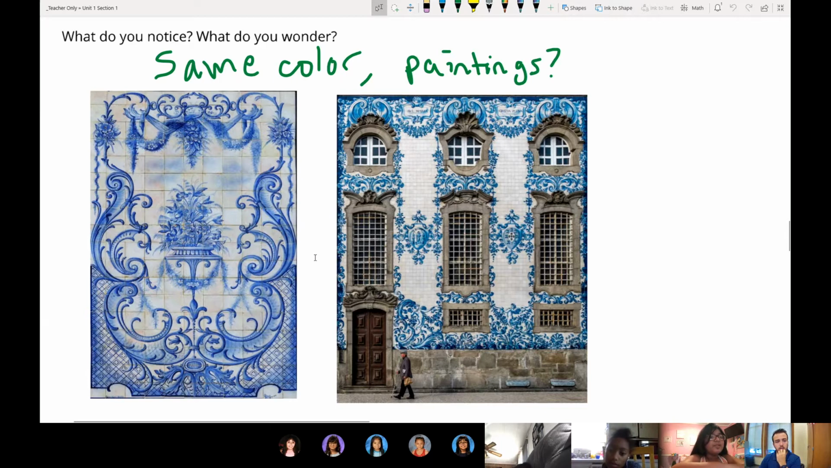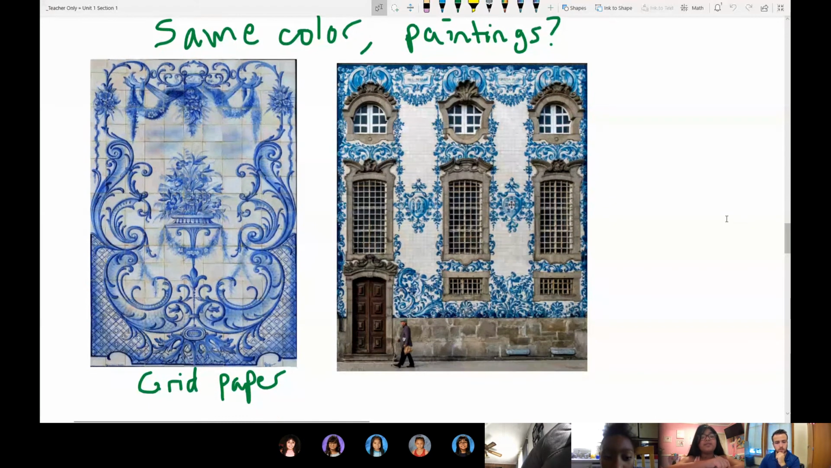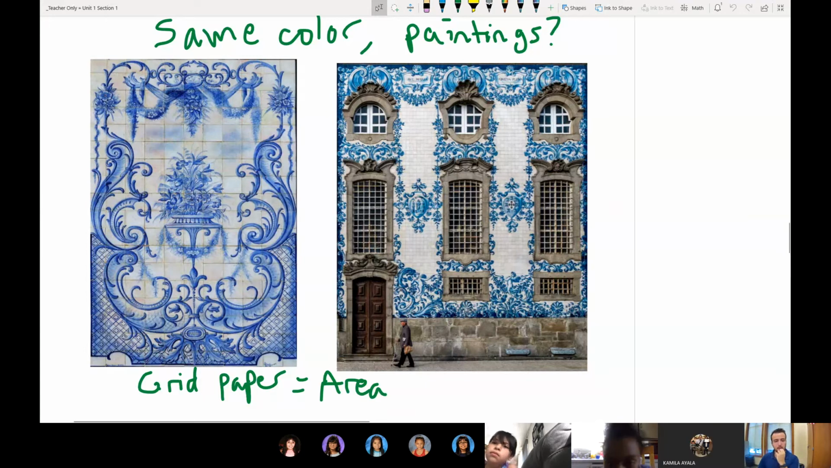Well, I think they use grid paper for the one with the blue that has like the flower, and there's grid paper, so I think it involves with area. Ooh, I love your thinking there. Area. So grid paper might mean an easier way for us to find the area. Quick question before we go to the activity that's part of this. How could you find the area of this left picture?